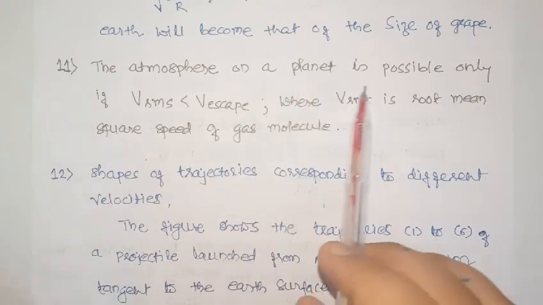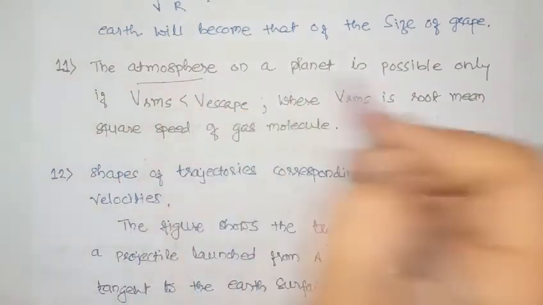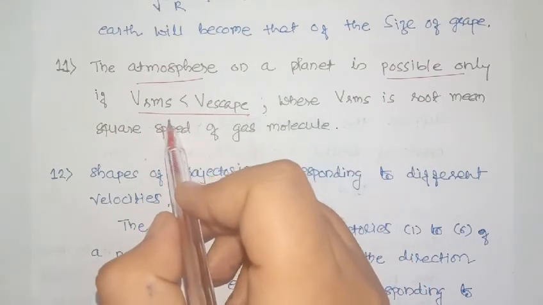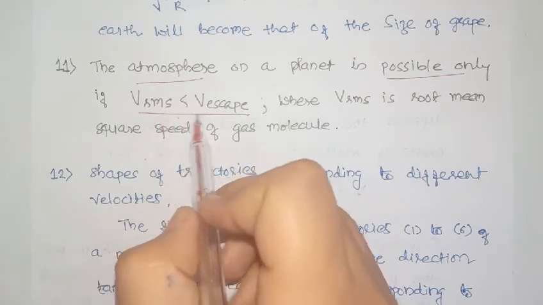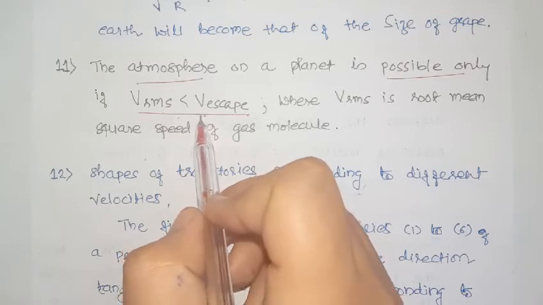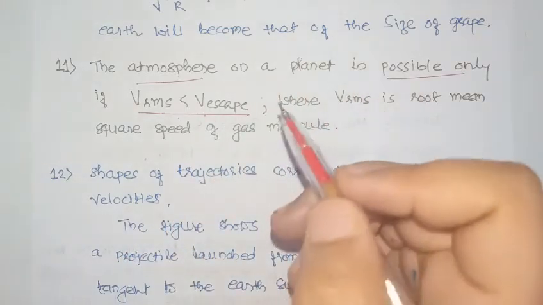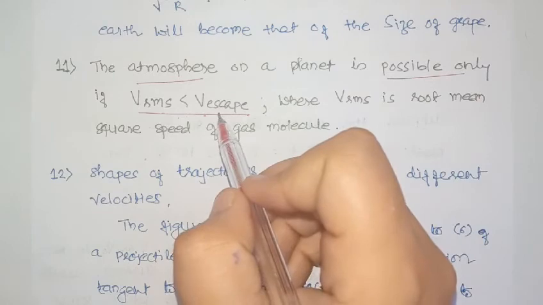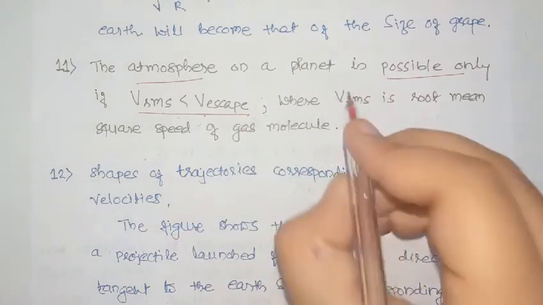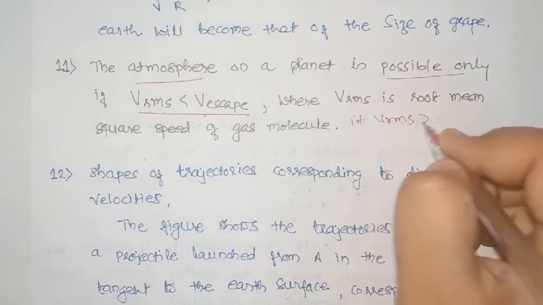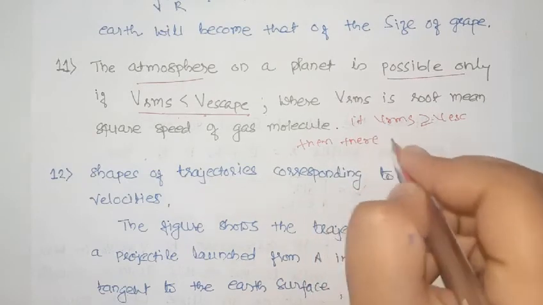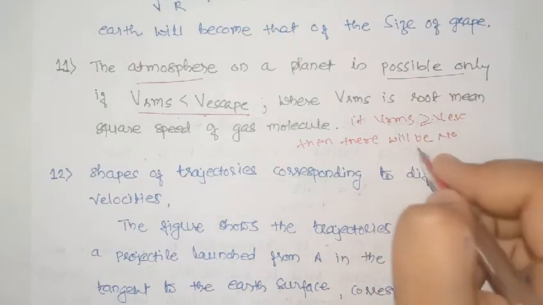The atmosphere on a planet is possible only if Vrms is less than V escape. If the atmosphere's gas molecules have RMS speed that is less than V escape, then only they will stay around the planet due to its gravitational force. If Vrms is more than the escape speed, then the gas molecules will escape from the gravitational field of the planet and there will not be any atmosphere.